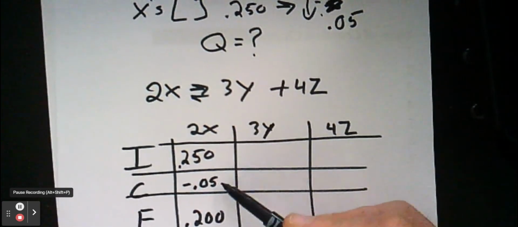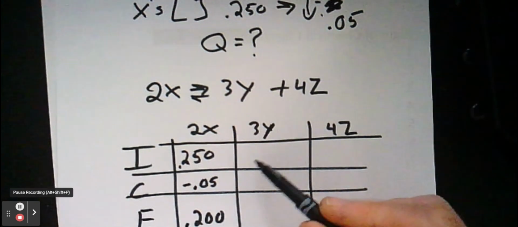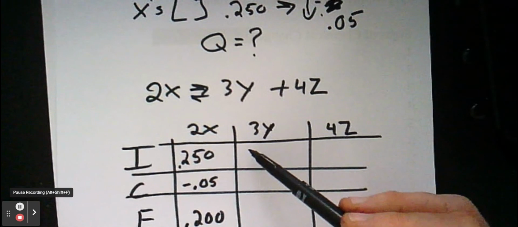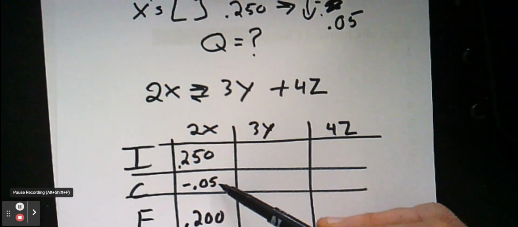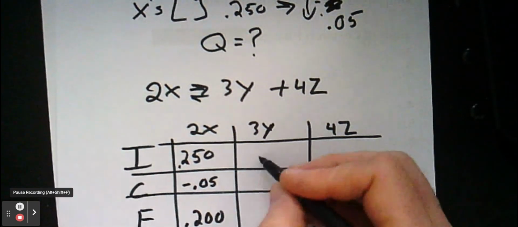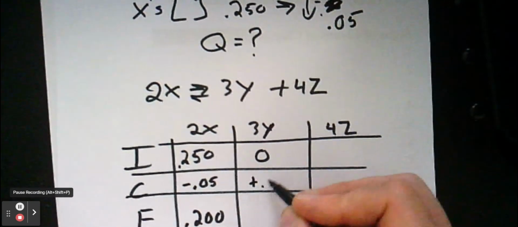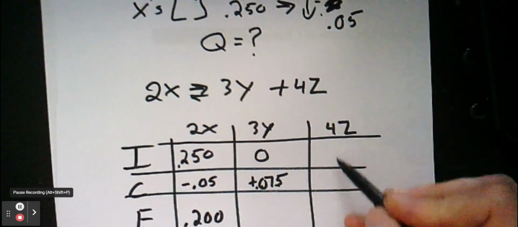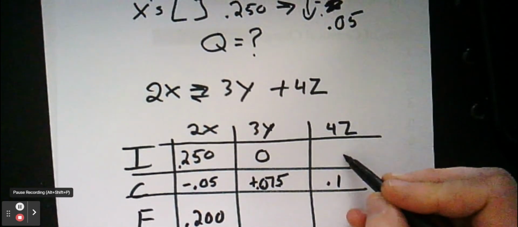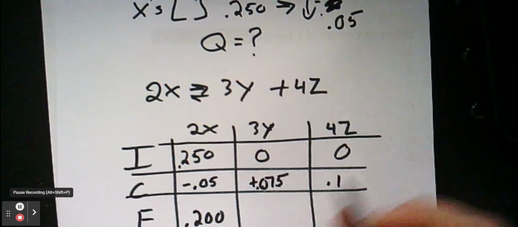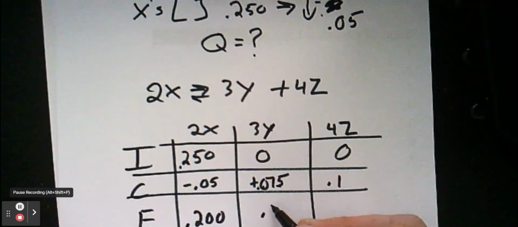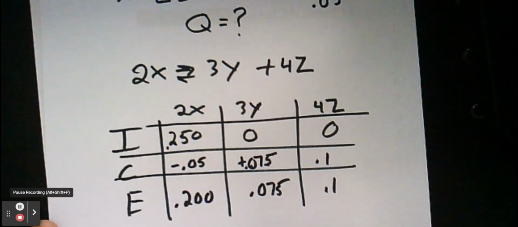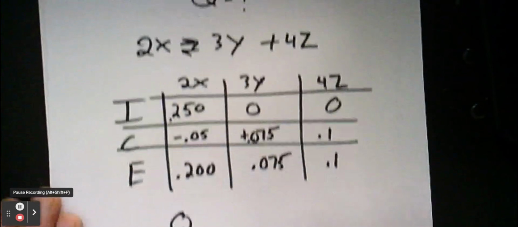if this goes down by 0.05, it's going to be 3/2 of that, three halves. So I divide it by 2, we get 0.025, and I multiply it by 3, I'm going to get plus 0.075, and then this would be plus 0.1, because they both started with 0, all right? So then it's 0.075, 0.1, and then I'm going to solve for Q, all right?